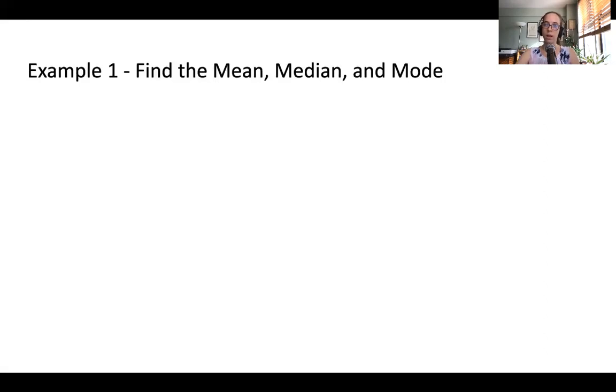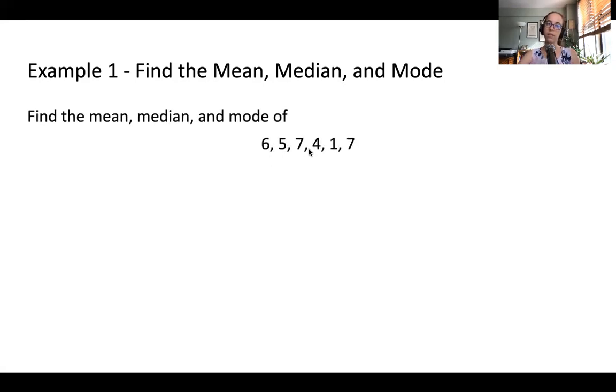Let's look at an example. So we want to find the mean, median, and mode of this data set: 6, 5, 7, 4, 1, 7. To find the mean, we are going to add up all the numbers, 6 plus 5 plus 7 plus 4 plus 1 plus 7, and divide by n, where n is the number of numbers. In this problem, n is 6. So we get 30 over 6, which equals 5.